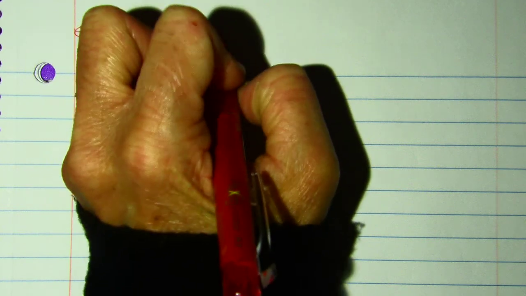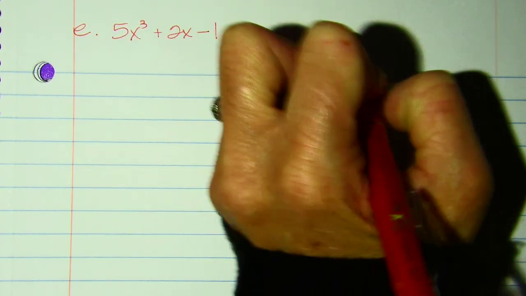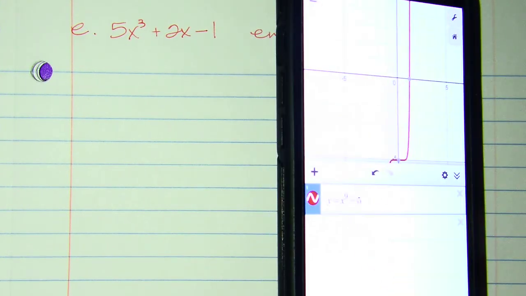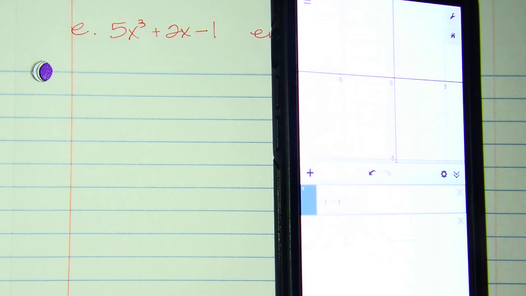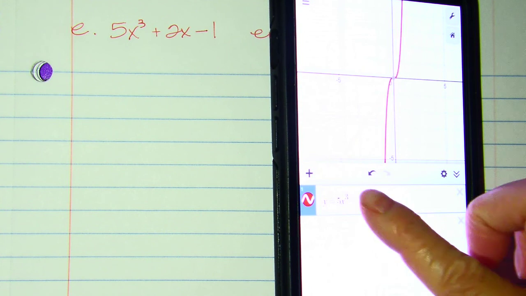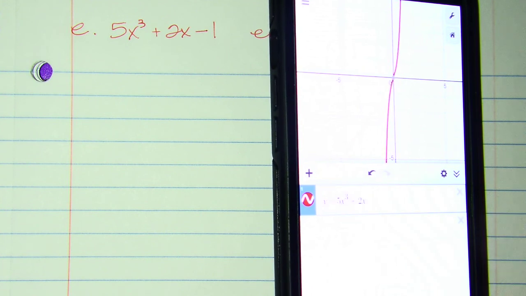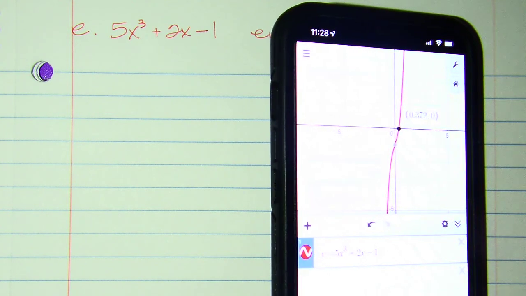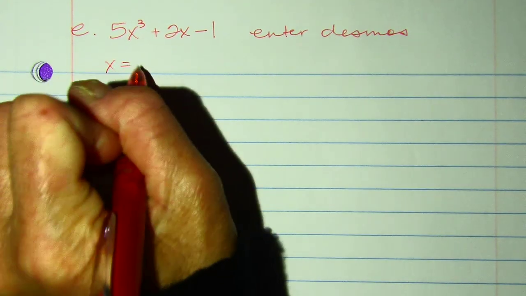I think part E, you can use Desmos, but 5x cubed plus 2x minus 1. We're going to enter this into Desmos and see where it crosses the x-axis. So enter the equation into Desmos: y equals 5x cubed plus 2x minus 1. And if I click on it, I get x equals 0.372.